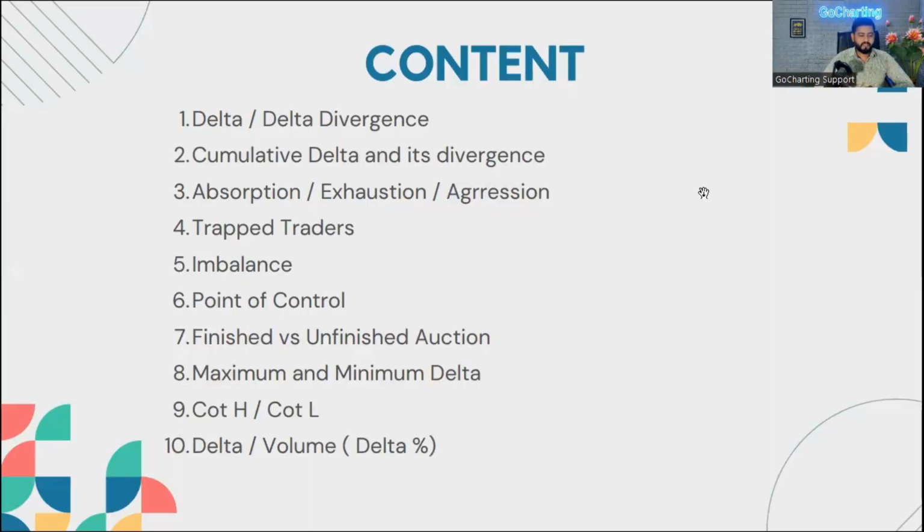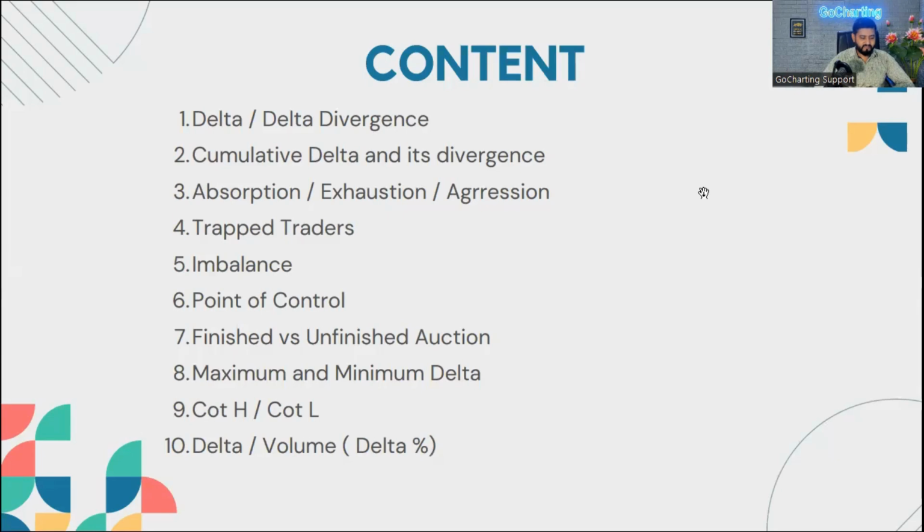So these are the topics we are going to cover, like what is delta and delta divergence. Then we also should know about the cumulative delta and its divergence. Then we will learn about absorption, exhaustion, and aggression. Okay. And then what are the trap traders? Imbalance we have already covered, but we will take some example on it and we will see. Then we will also see how the point of control works.